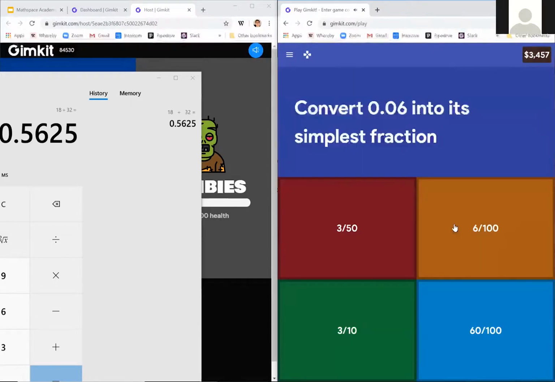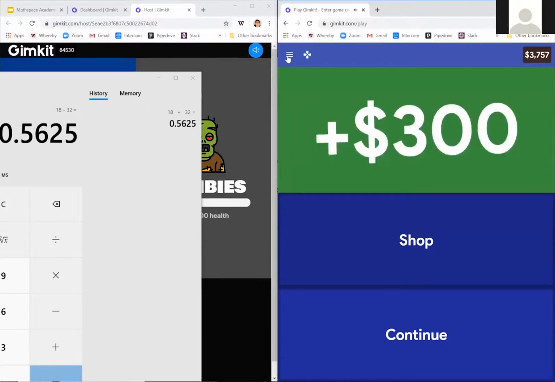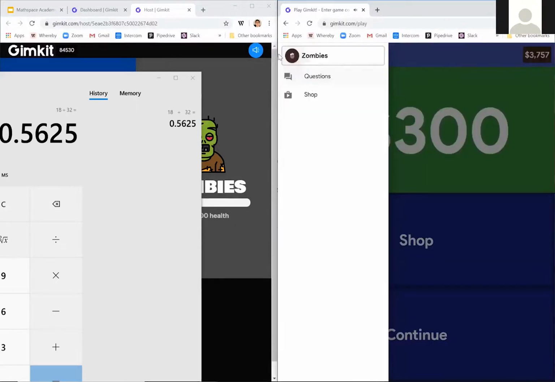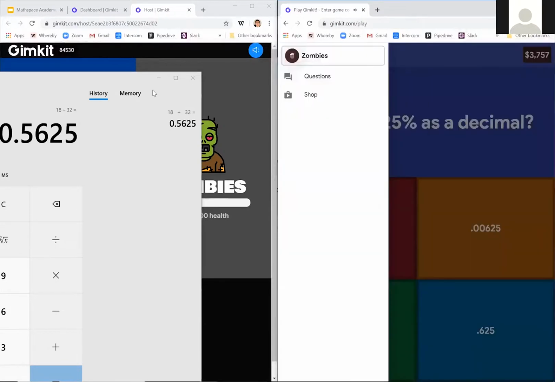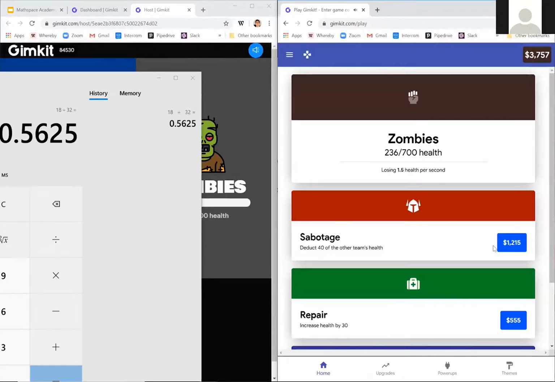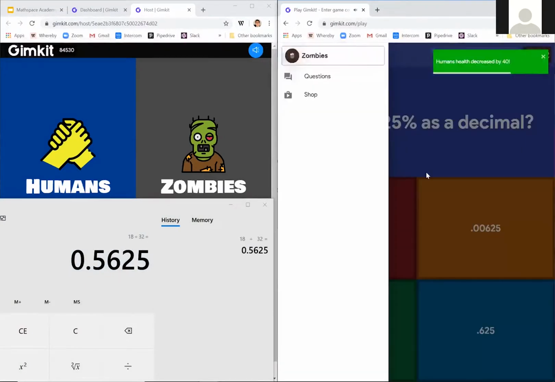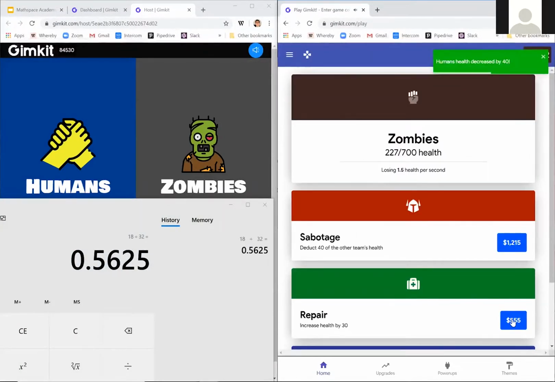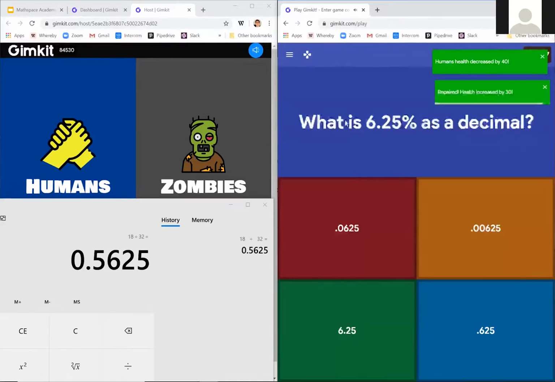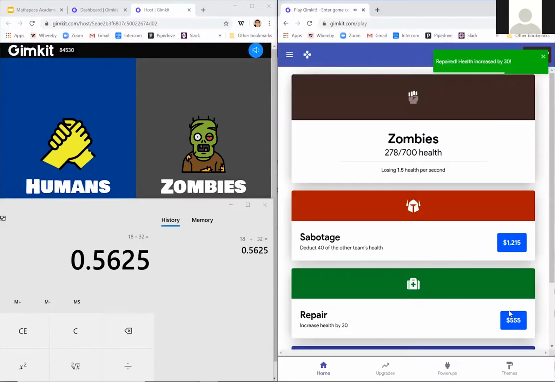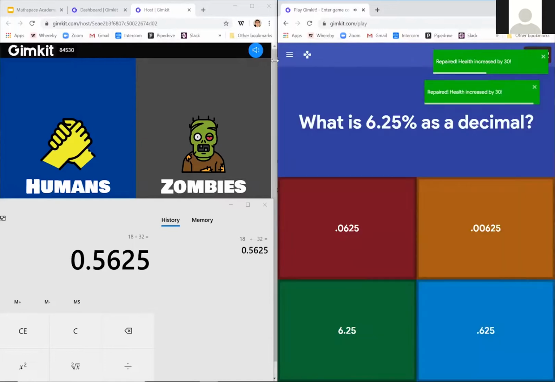Put 0.06 into a simplest fraction. 6 out of 100. 3 out of 50. See what I can buy. Are we going to die? Oh my goodness, we're going to die. Oh, I can repair. What does repair do? Give me health. Increase health by 30. Give us more health. Yeah. All right. 6.25 is a decimal.